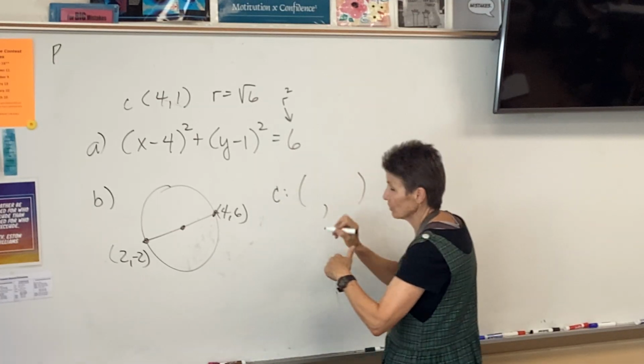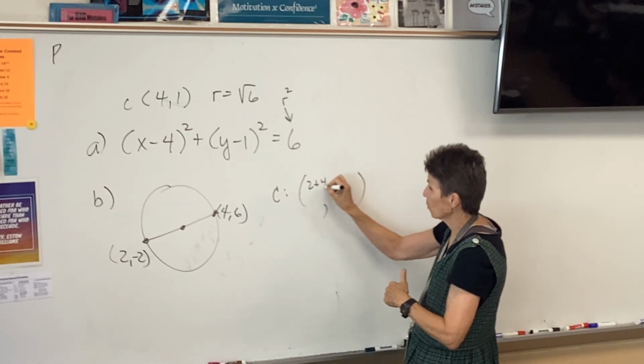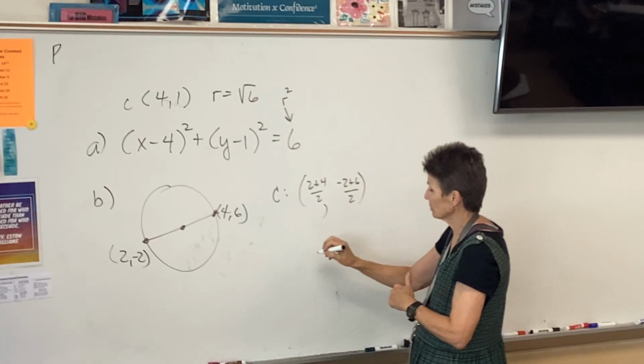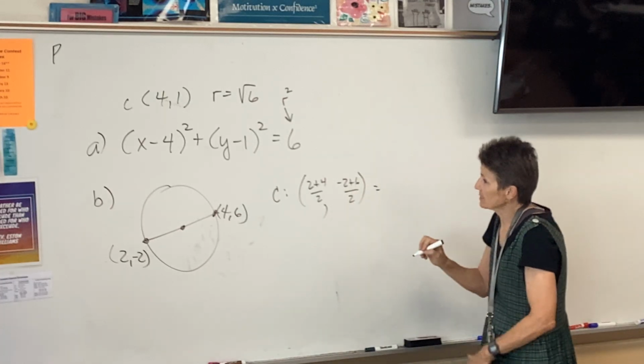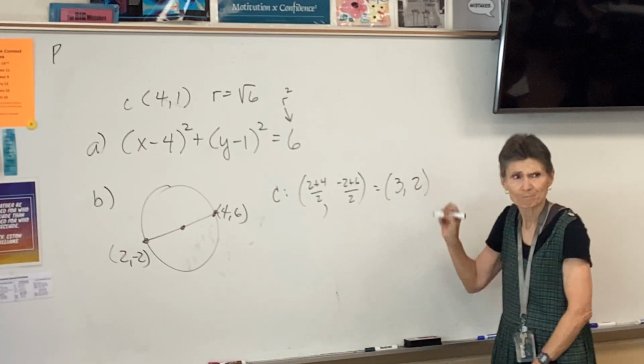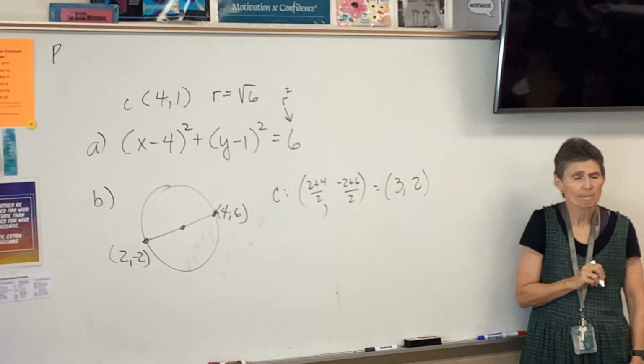So our center will be 2 plus 4 over 2, and negative 2 plus 6 over 2. So our center is (3, 2). Sounds right to me.